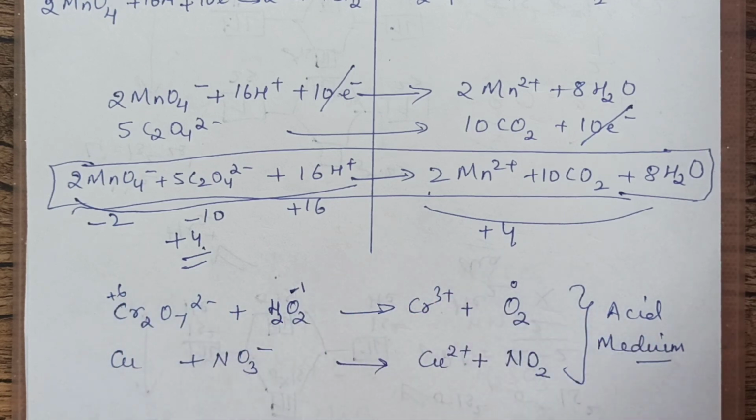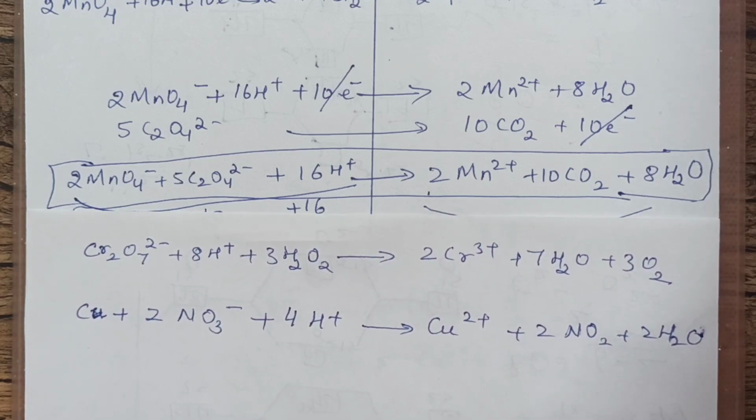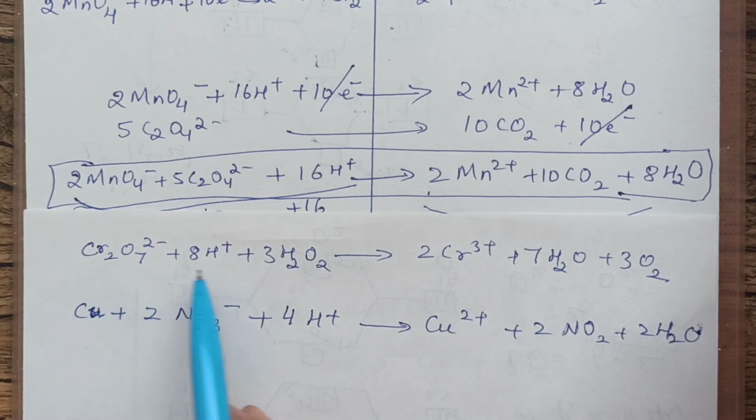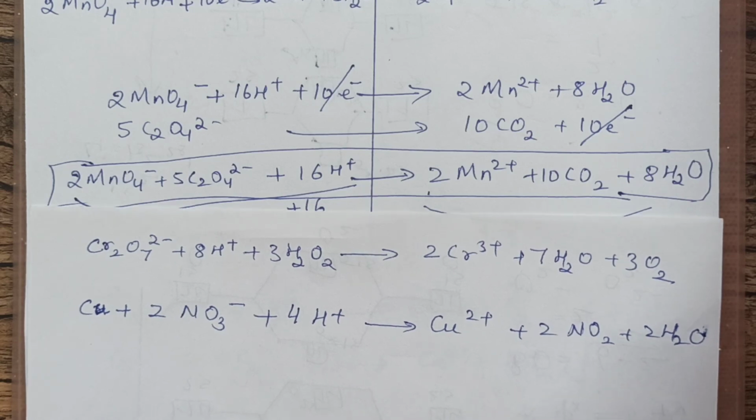Right? And then you will try balancing this. And the other one is copper with nitrate ion, forming Cu2 plus and NO2. Okay, so you can try this out and just see if you get these answers. Compare it yourself whether you were right. I've balanced it for you. This is the first equation and this is the second equation. Okay, you can take some more equations from any book and try balancing them on your own to gain more confidence.